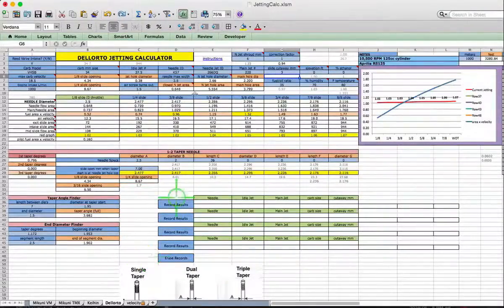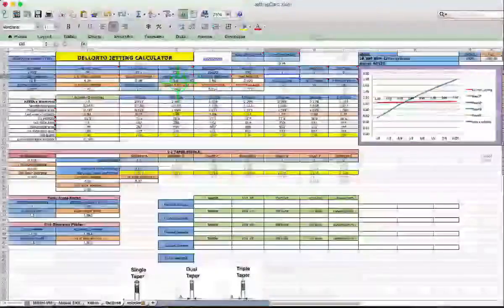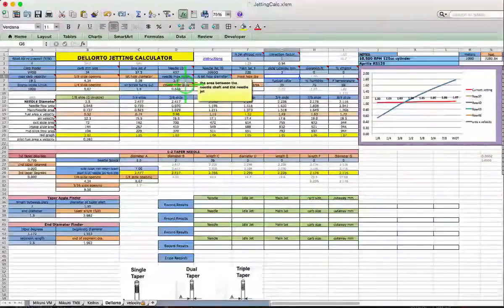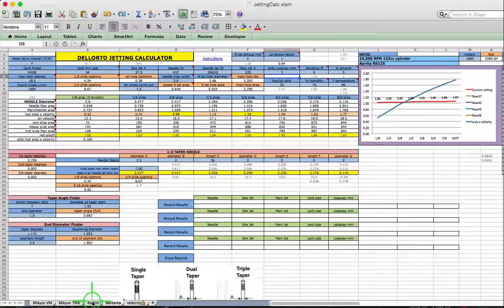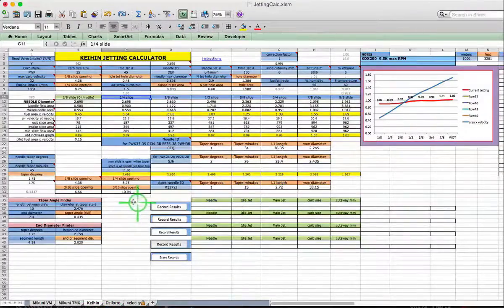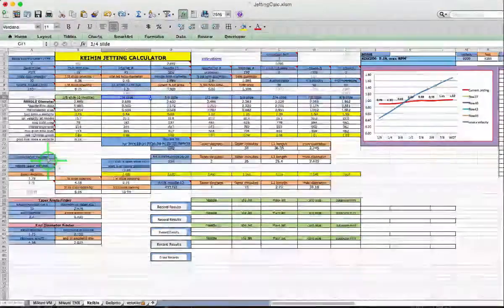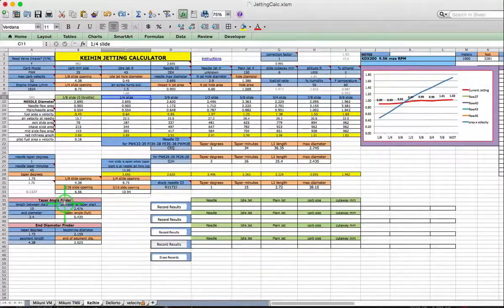So yeah, on all of these you just enter in the jetting data. On the Keihin and the Dell'Orto, you have to manually enter in the information, which is not much on the Keihin. You just enter in the taper degrees and the taper minutes. And a minute is basically a fraction of a degree divided by 60. So half a degree is 30 minutes, because 30 divided by 60 is 1/2.